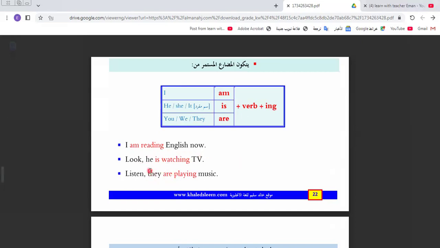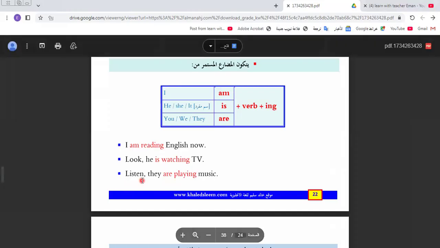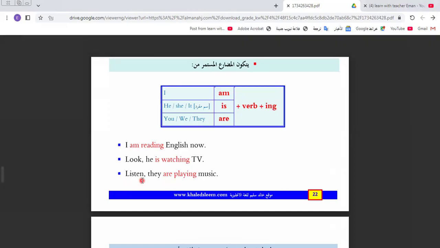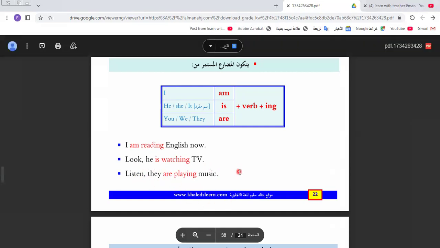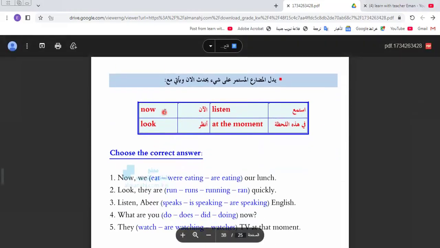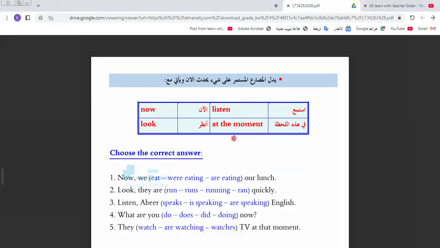Look, when I want someone to pay attention to me, I talk about something happening now. So I say, look, listen. Look, he is watching TV. Or the teacher says to you, listen, I'm explaining the lesson. Here I ask the student to pay attention while I explain the lesson. Look, he is watching TV. Listen, they are playing music. The keywords of this tense are now, look, listen, at the moment. All these are keywords of the present continuous tense.